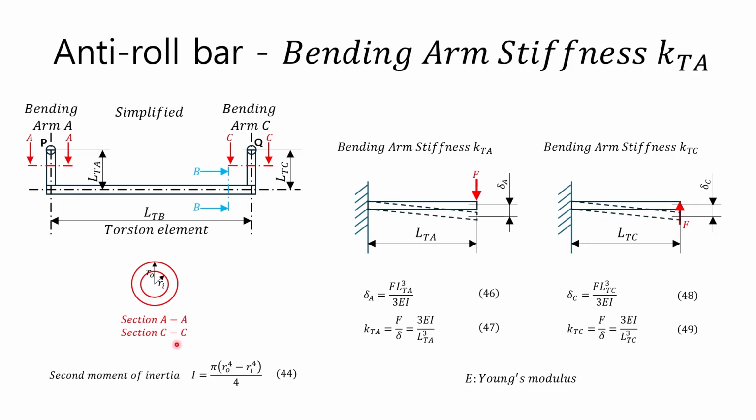The displacement delta due to the bending load of the bending arm can be obtained from equation 46. In the denominator of this equation, E is Young's modulus and I is the second moment of area. Therefore, the bending stiffness of the bending arm A can be expressed as equation 47. The displacement delta C due to the bending load of the bending arm can also be obtained in the same way as equation 48. Similarly, the bending stiffness KTC of the bending arm C can also be expressed as equation 49.